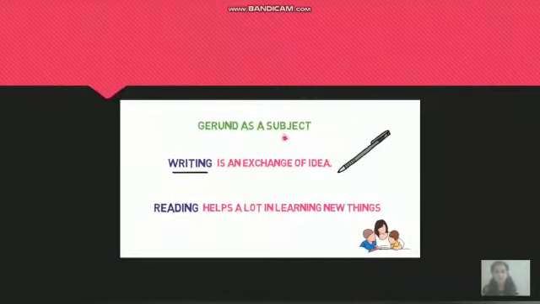Now, gerund as a subject. Look at this sentence. Writing is an exchange of ideas. So in this sentence, what is the subject? It is writing. So writing is not a verb. It is functioning here as a noun. Similarly, look at this sentence. Reading helps a lot in learning new things. In this sentence also, reading is the subject. And this word reading is not a verb. It acts as a noun.